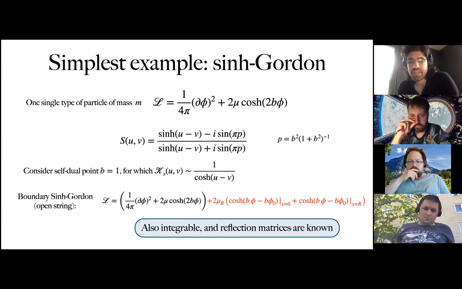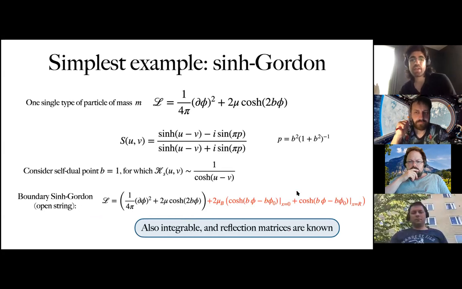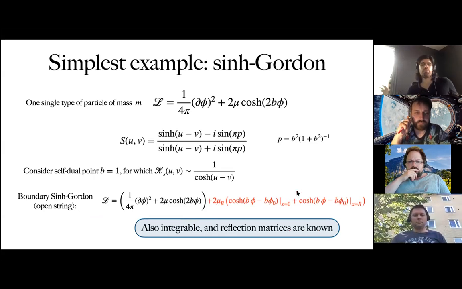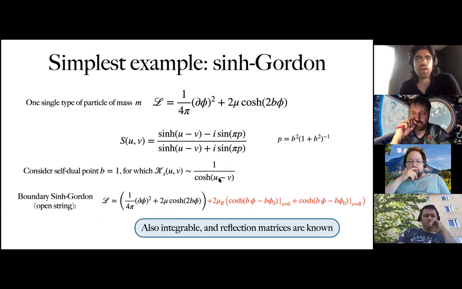And the F reflection matrices are known. So this is an example where you can compute everything by brute force. But we want to study where this kernel is particularly simple, to see if we can formulate some TBA.